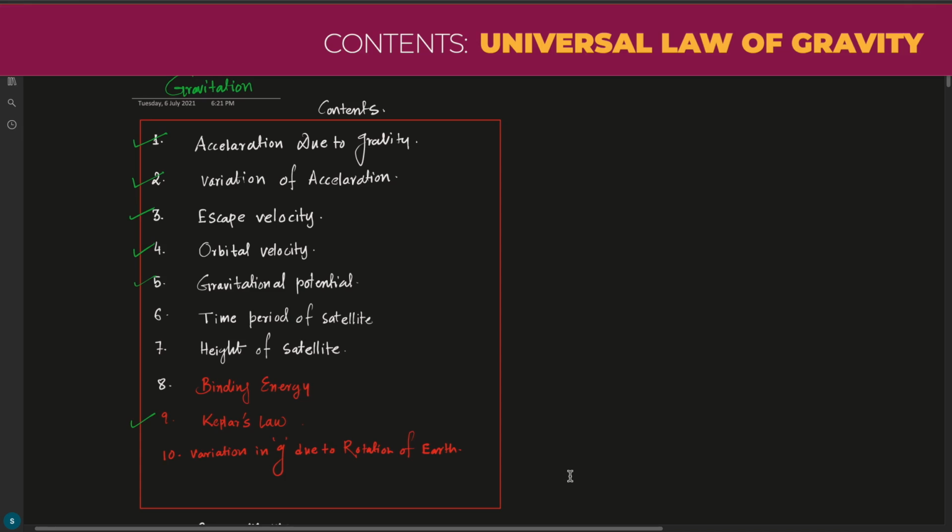All right, and after then we'll go for the variation of the G, in terms of the rotation of the earth. Okay, so these are basically the contents of this particular chapter. So I'm not going to go for the very basic idea of gravity. You are all familiar with the universal law of gravity and what its law says.